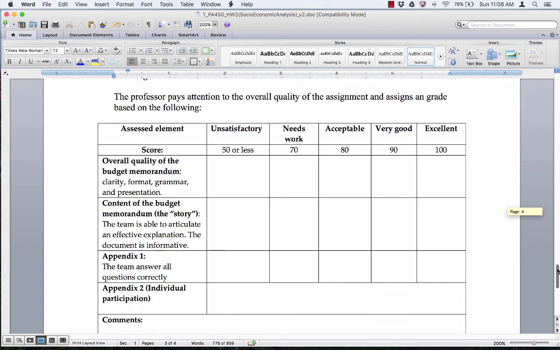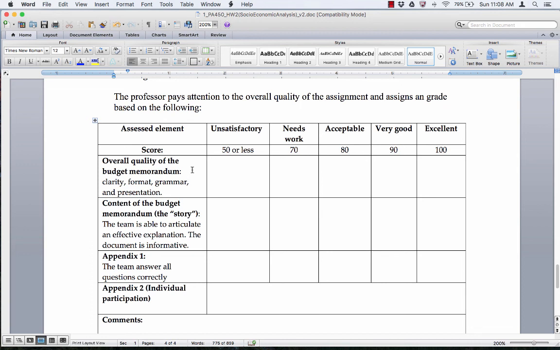This is a modified version of the rubric that was used on assignment 1 because now I'm looking for different things on this assignment. When I grade your assignment, I will give you an overall score that is going to be based on the following. First, I will pay attention to the overall quality of the budget memorandum. And this includes clarity, format, grammar, and presentation. Being professional, in this context, means that you need to pay attention to details. Everything matters in the preparation of a budget memorandum.